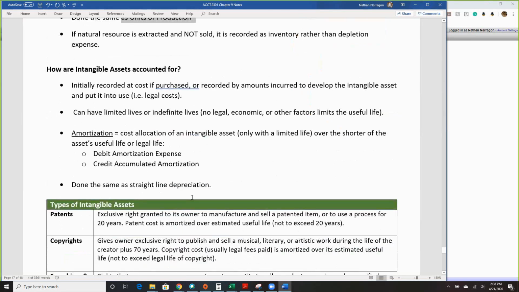And then, of course, you have your intangibles. Now, again, intangibles go with amortization. They're going to use typically these two accounts: amortization expense and accumulated amortization. This is going to be done the same as straight line. So we're going to take basically the cost of the intangible asset and divide it by life.